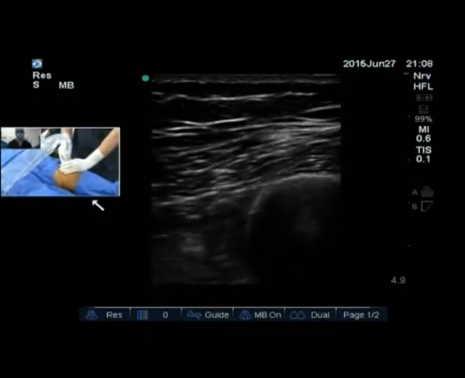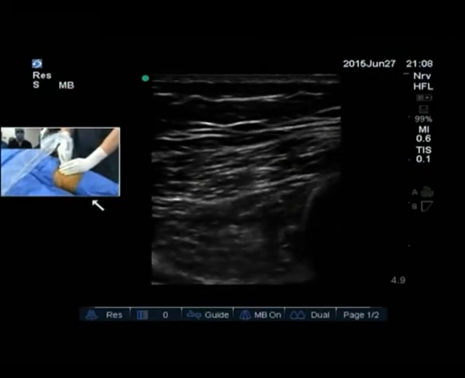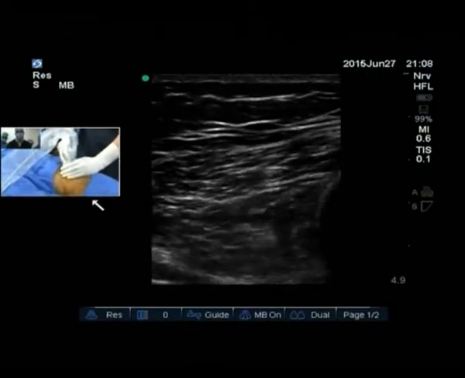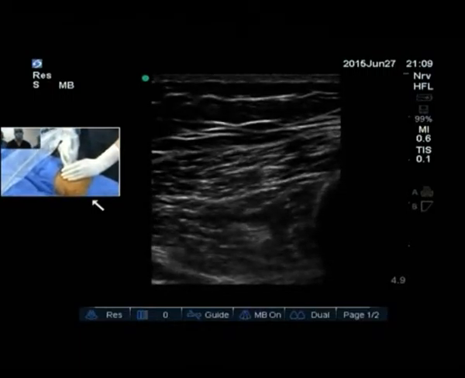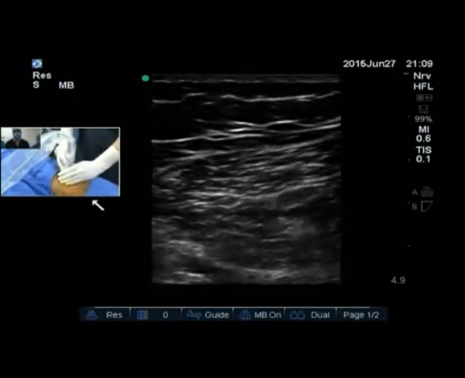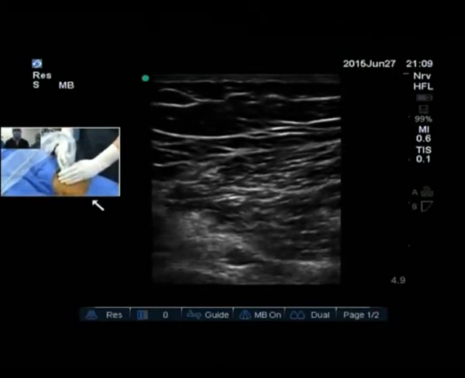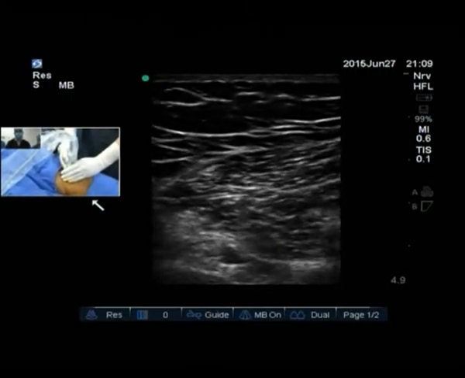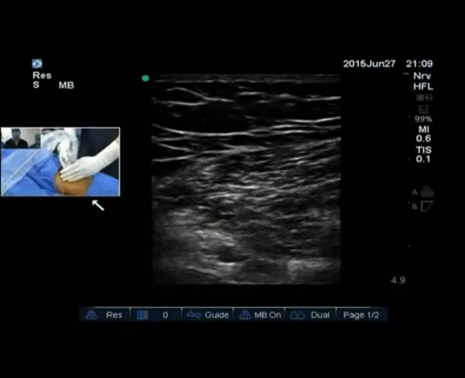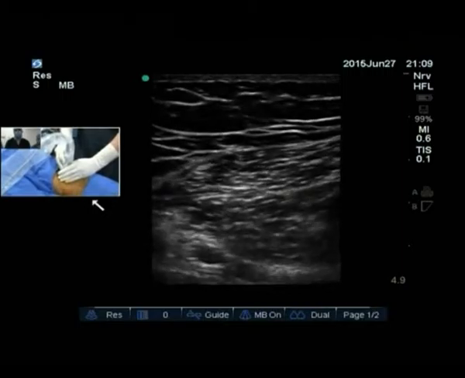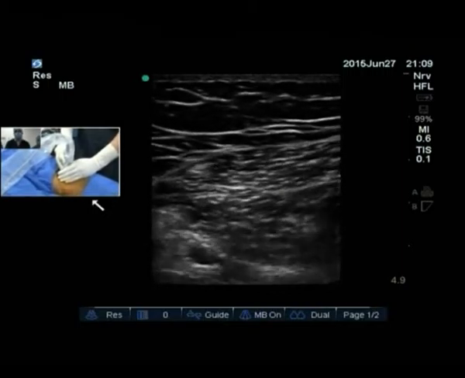Now I'm just going to swing the probe medially. And as I swing the probe medially, the muscle that you can see is the vastus medialis muscle. And as I swing it even further, you can see that there is a pulsatile vessel that lies posterior to the vastus, and that pulsatile vessel is the femoral artery. If I release the pressure of the probe, you can see the femoral vein also coming into view there.